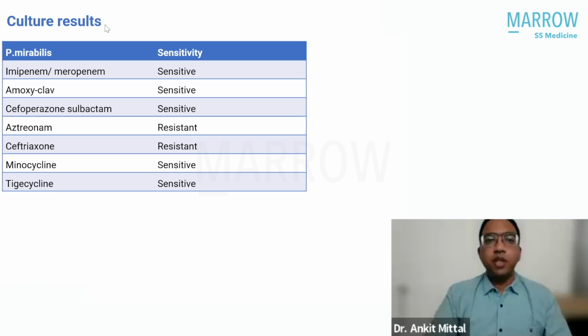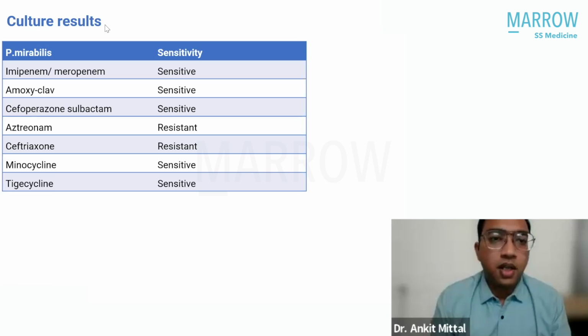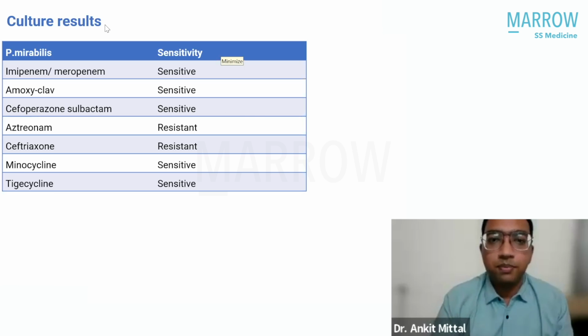So we have Proteus mirabilis. This is what the lab has reported. Now, is there something wrong, or maybe it's all perfect and you can discharge this patient on oral antibiotics once she's doing better?